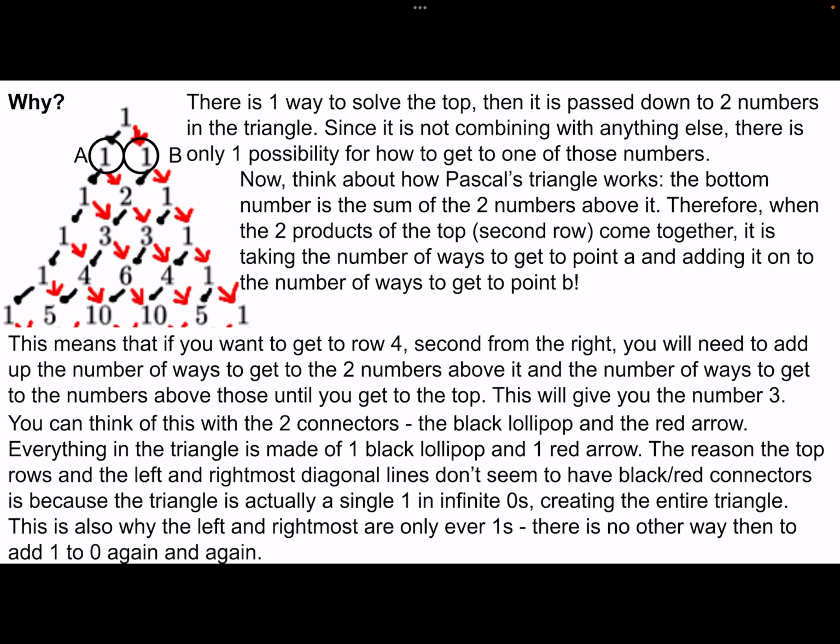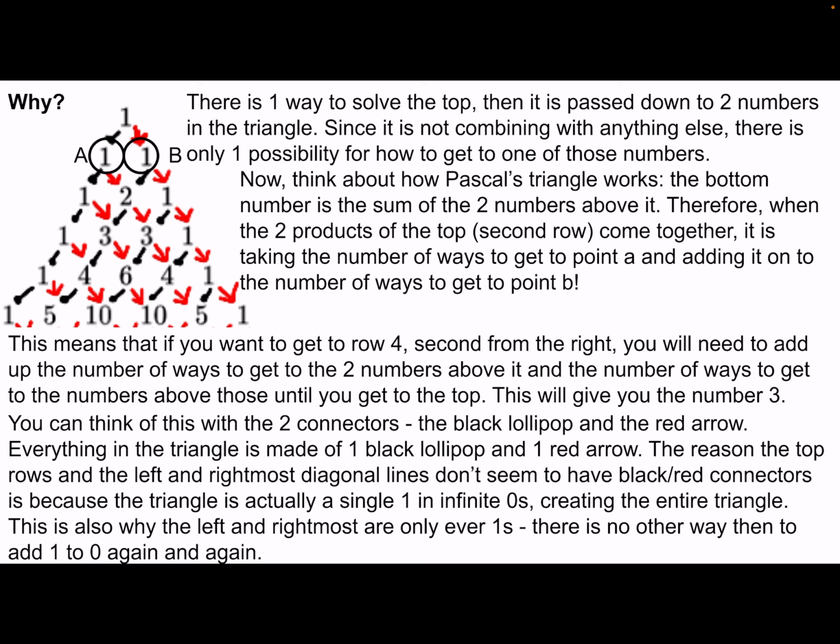Now, the reason why Pascal's triangle works is, well, first look at the top. There's one way to solve the top, and that way is just do nothing. Then it is passed down to two numbers, A and B. There is only one possibility for how to get one of those numbers because, well, there's only one connector.